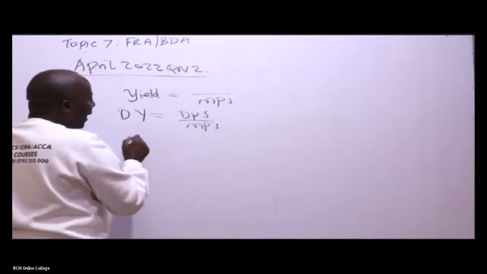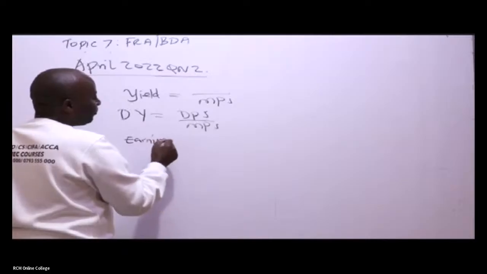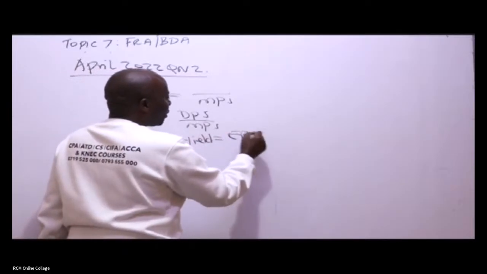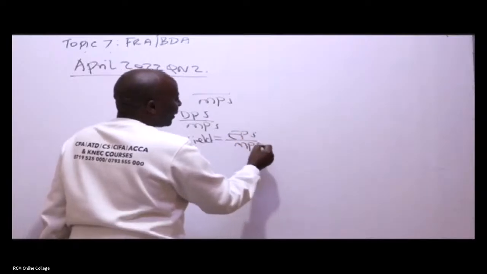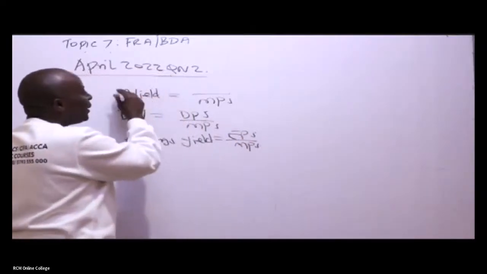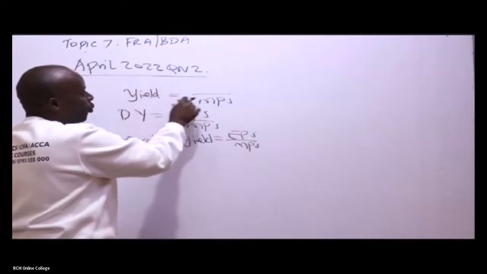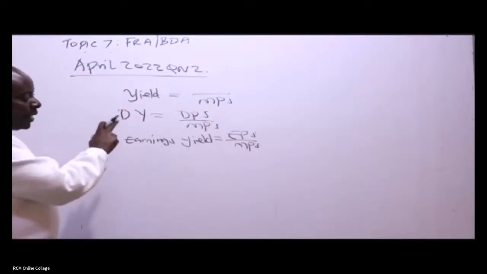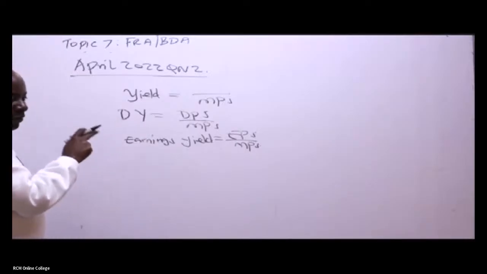When they talk about earnings yield, this one will be earnings per share over market price per share. So anything that is yielding, it yields to market price per share. Never forget this. You can forget about everything else, but never forget this.